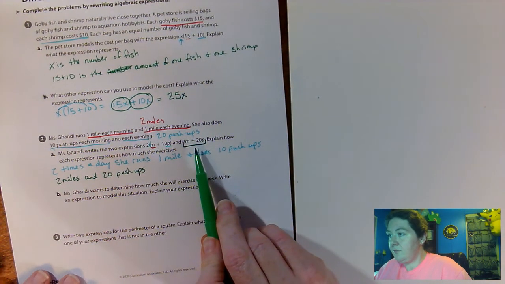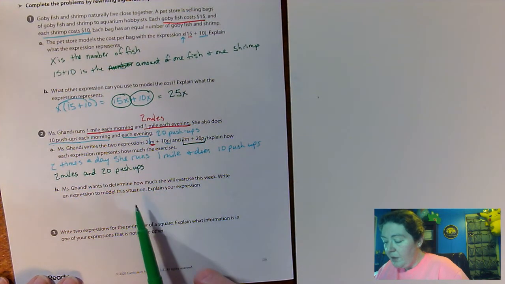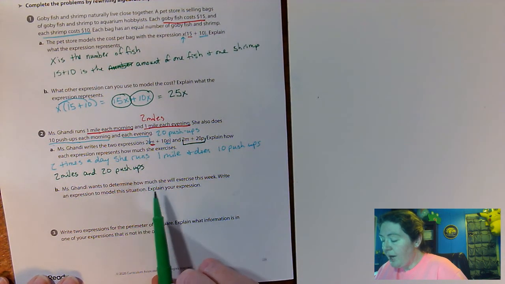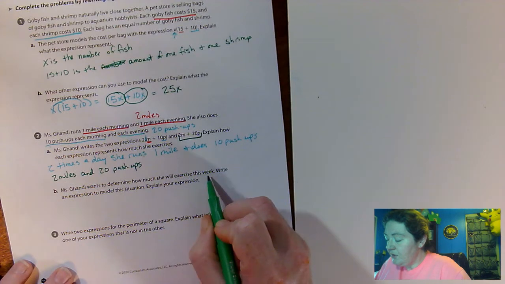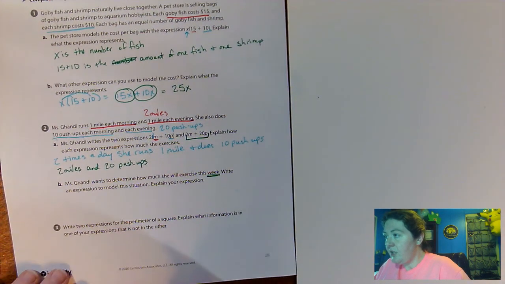That's it. That's all it means. Alright, let's look at number 3. Miss Gandhi wants to determine how much she will exercise this week. Write an expression to model this situation. Explain your expression.